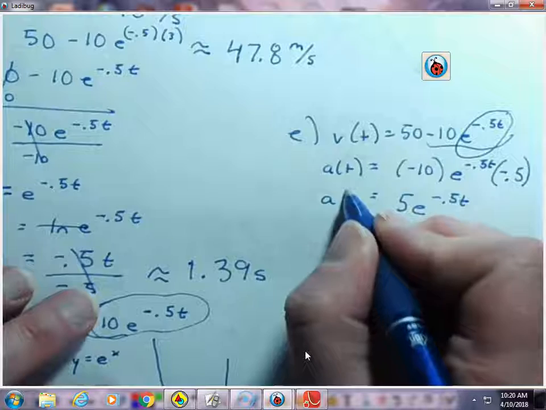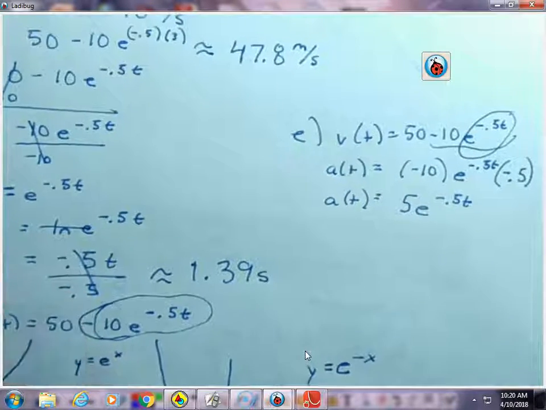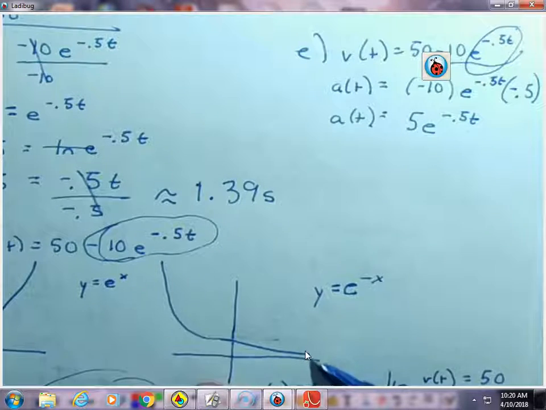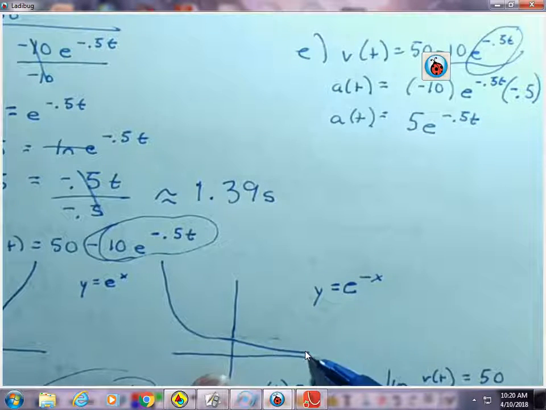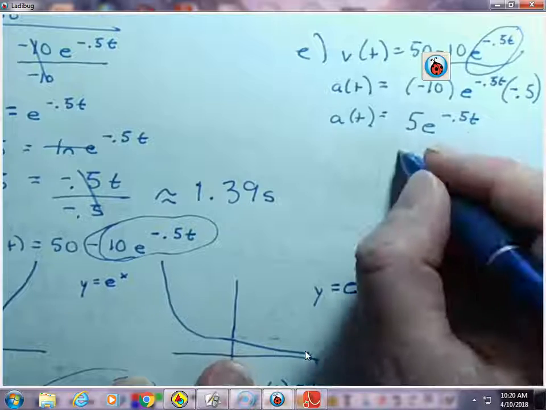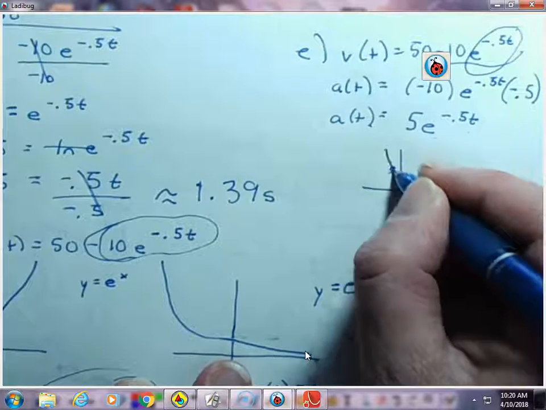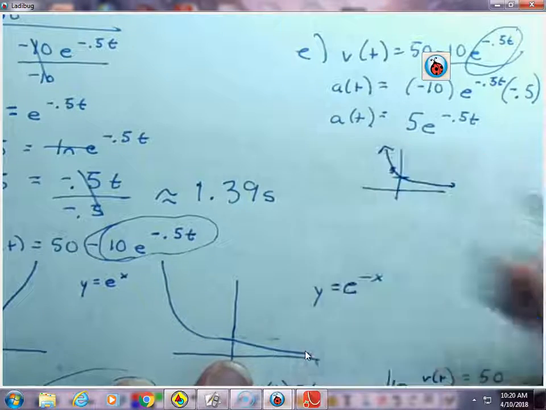Now, I can take advantage of the work that you guys already did. Okay, so this one is going to look like this one, because it's e to the negative something. So the basic sketch of this, and this would be 5, is it would look like this.